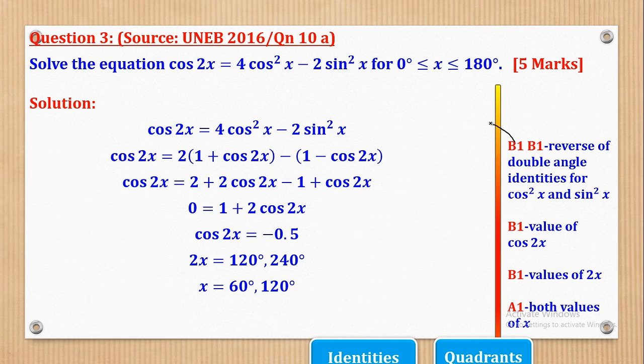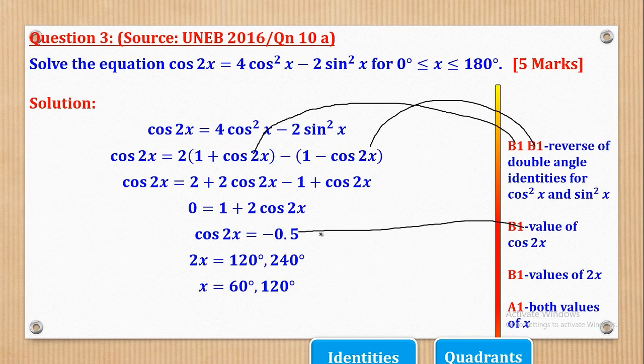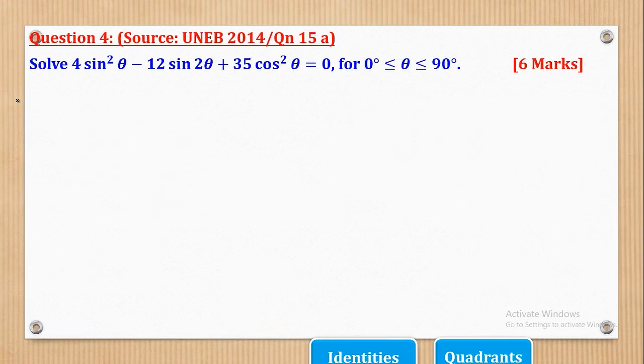So B1 for the reverse of double angle for cos squared x, and this one for sin squared x. Then this one is for simplifying to get cos 2x, and this one is for the values of 2x, and this one for the required angles. So that was question 3.